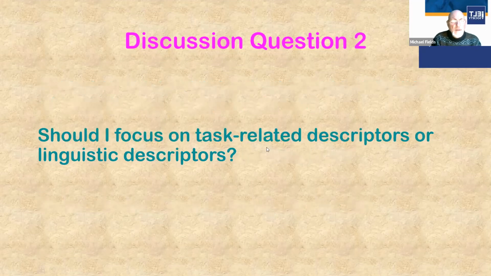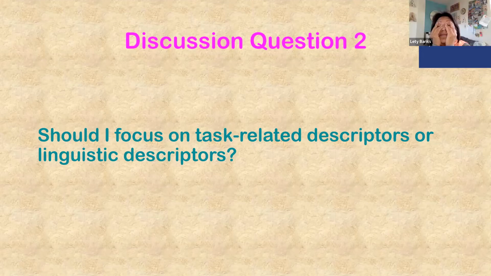Okay. Next question, and again, I want to hear everyone. Should I focus on task-related descriptors, or linguistic descriptors? So should I design, does everyone understand what this question means? Yes, mm-hmm. I do. And that is a point of contention in my situation. Let's hear about it. I'd be happy to hear about that.